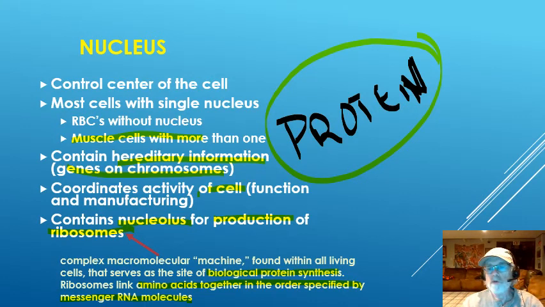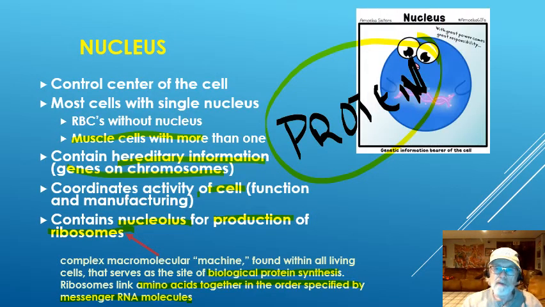We'll talk about messenger RNA. We'll talk about transfer RNA. We'll talk about ribosomal RNA down the road, which is a little bit different from DNA. DNA is a double-stranded material. RNA is a single-stranded material. We'll talk about that a little bit later.